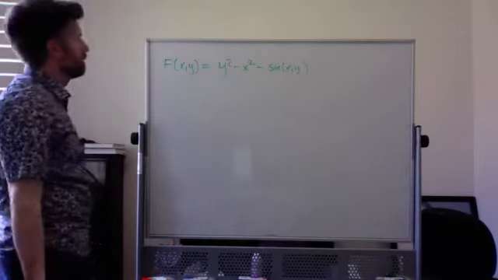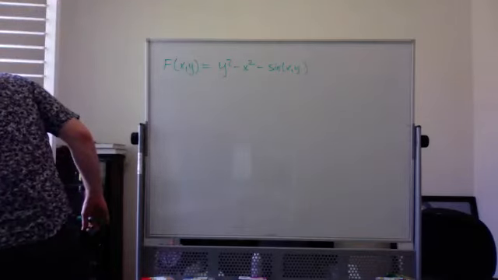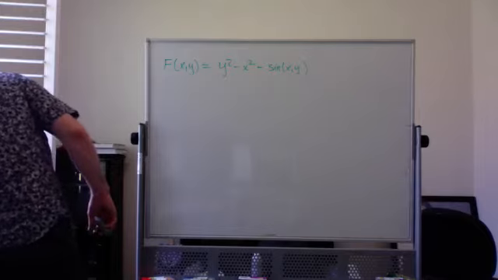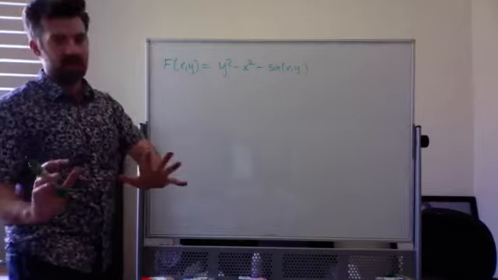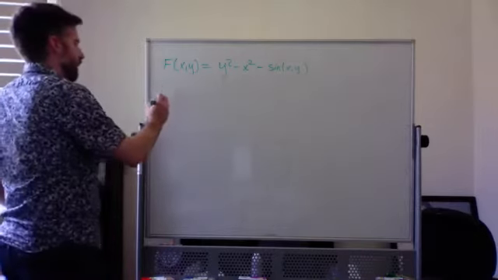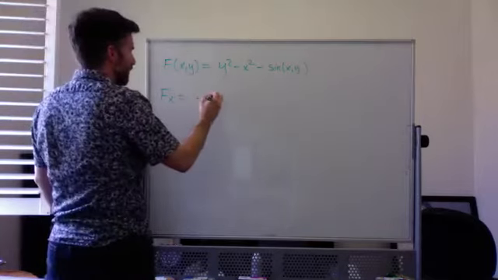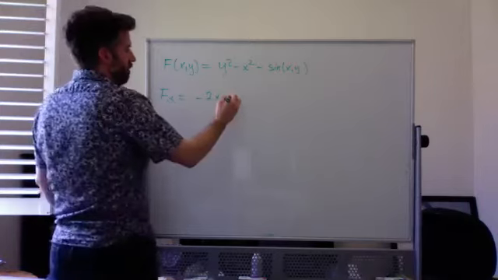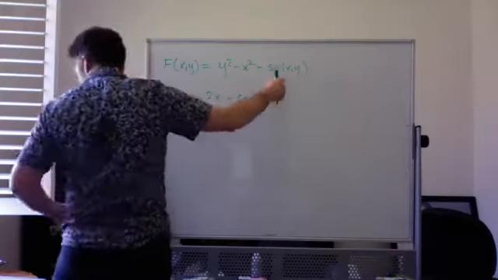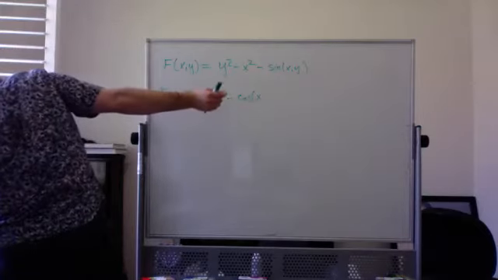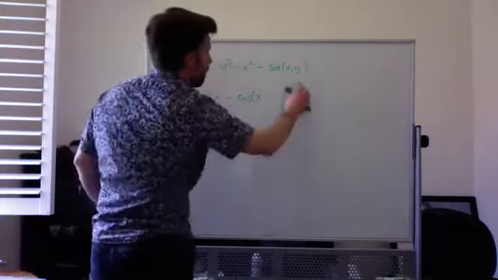So I want to find the partials with respect to x and with respect to y. So I'm going to show you guys something which is kind of neat. So what's fx here? Well, fx is negative 2x minus the root of sine is cosine. That's x times y, not x comma y. Yeah, I don't know why I have x comma y there.